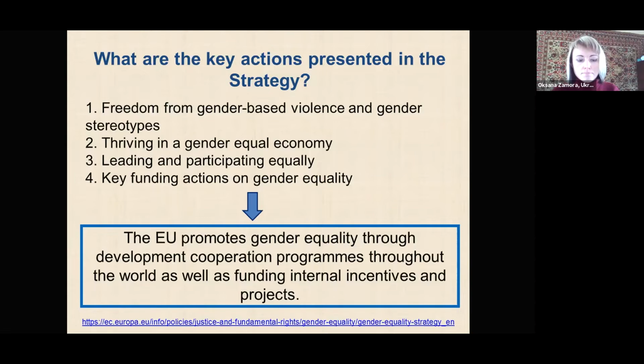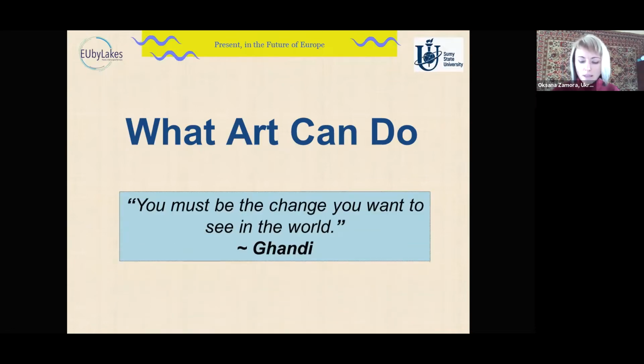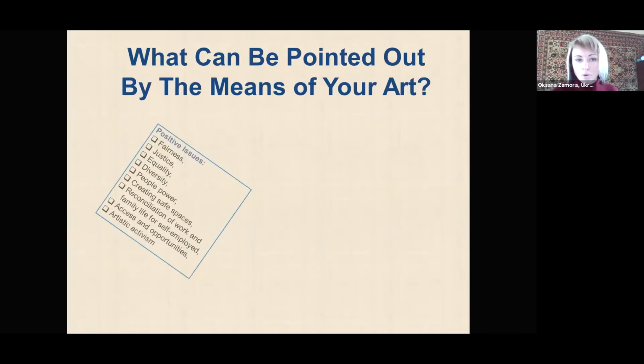So what can art do? I can answer this with another of my favorite inspiring phrases, which comes from Gandhi. You must be the change you want to see in the world. So you as an artist, you can put what you feel into your art and communicate it to the world. What can you point out through your art? This could be positive things or negative.